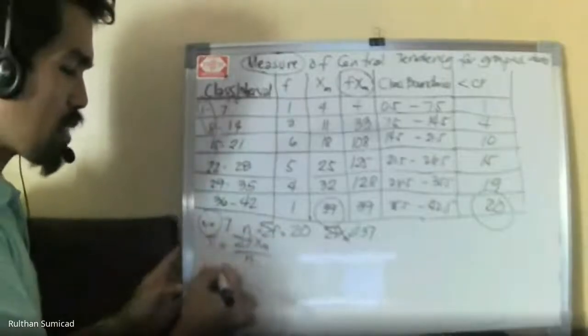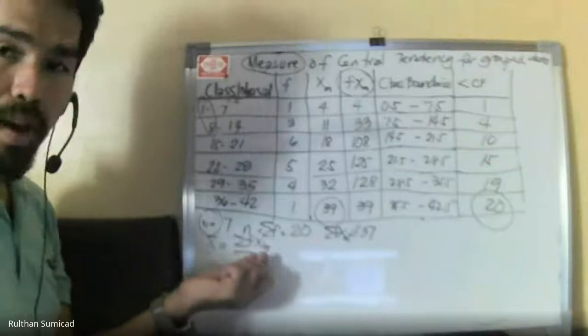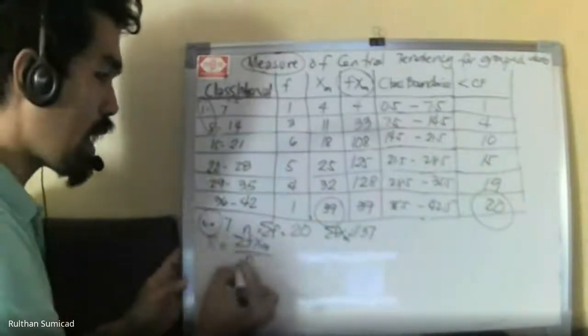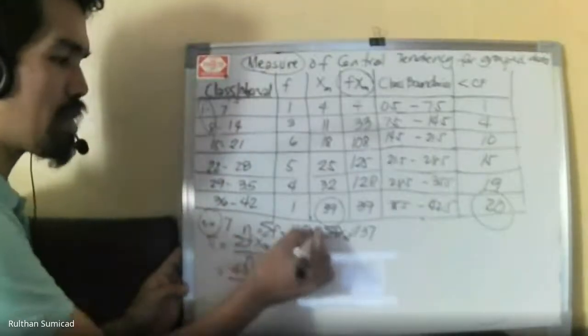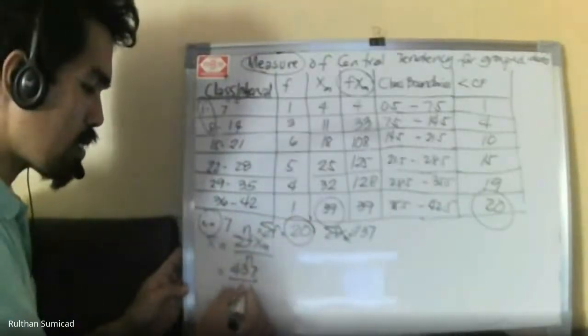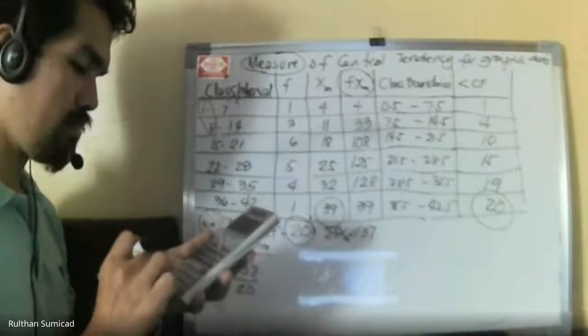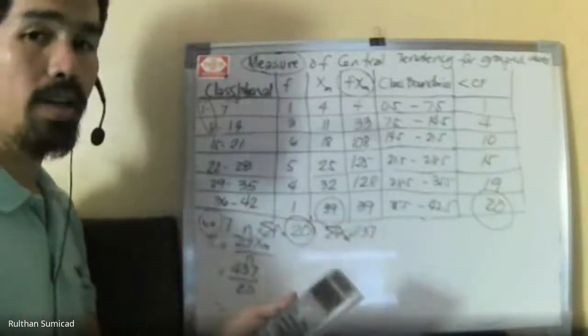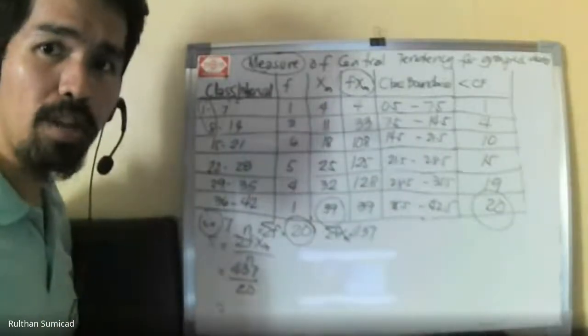Okay, so we will just substitute the value. You have 437, that is your f x sub m, the summation. So that's 437 divided by your n, which is this one, 20. Okay, what's the answer? The answer is, what's your answer? 2.1 something, sir. No, what do you mean 2.1 something? You give me the correct answer.